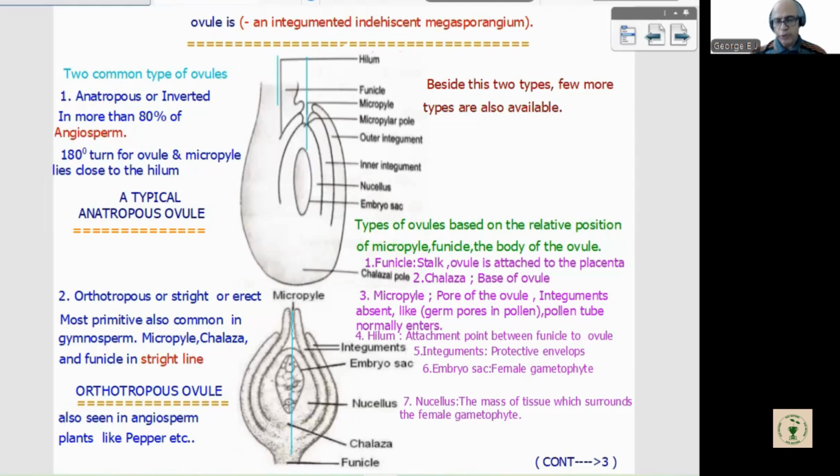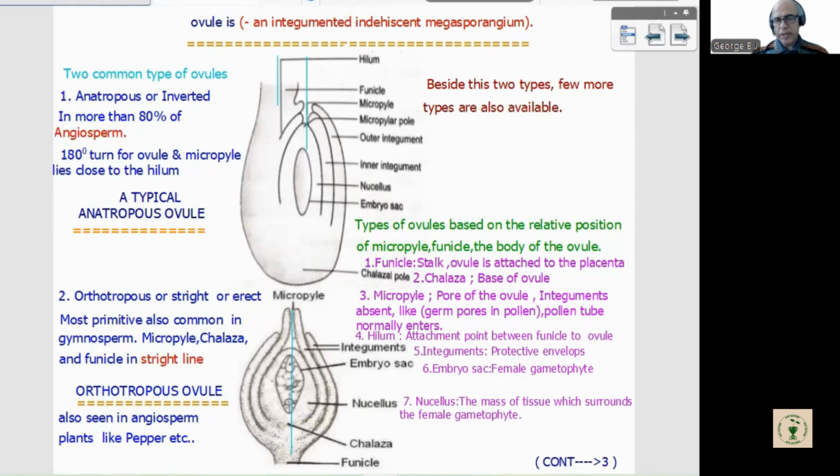So now the parts of the ovule. First is the funicle. Funicle is otherwise called the stalk of the ovule, and it is attached to the placenta. So funicle, stalk of the ovule, attached to the placenta. Then the second one, chalaza. Chalaza commonly refers to the base of the ovule. Third is the micropyle, a small pore of the ovule, where we can find the integuments are absent.